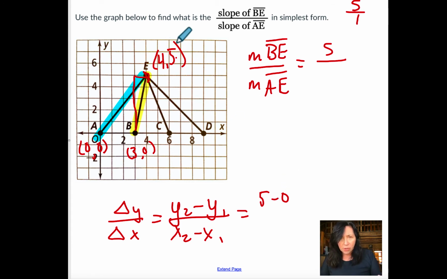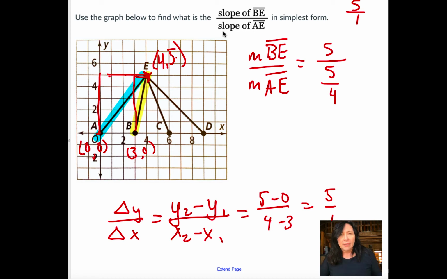So I see I'm subtracting my y's. 5 minus 0 over 4 minus 3, which is still 5 over 1. So you have to decide how you want to solve that. For the second problem, it's also just a rise over run. So I'm going to go up 5, but for this problem, I'm actually going over 1, 2, 3, 4. So the slope for AE is 5 over 4, whereas the slope for BE is just 5 over 1, right?